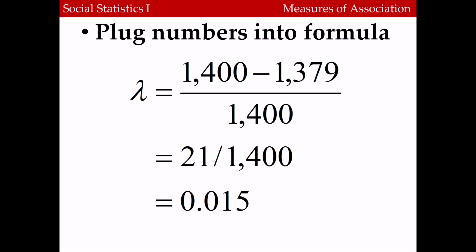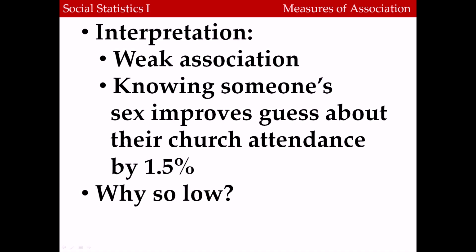Now we can plug those two numbers into our formula. Recall that E1 was 1,400 and E2 was 1,379. Here we ask, how much better is our guess if we have the information on sex than if we don't? We can see that the difference is negligible. If we take the difference between E1 and E2, we get 21. And then if we divide that by E1, or 1,400, we get a value of 0.015, which, expressed as a percent, tells us that there's a value of 1.5%.